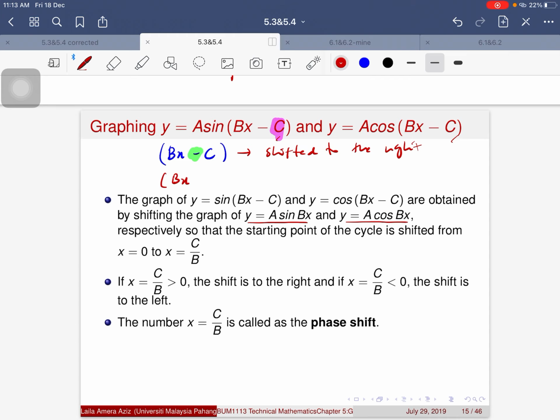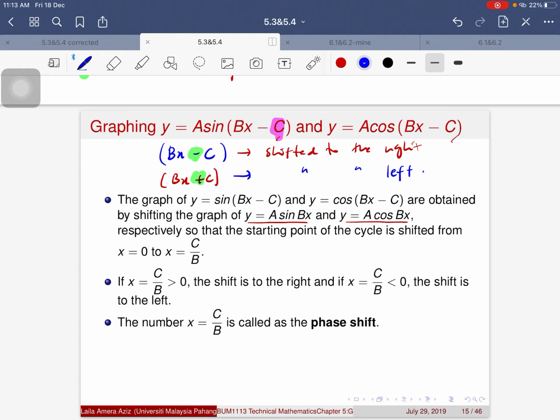And when the graph is in the form of bx plus c, the graph is going to be shifted to the left. So minus is to the right, and plus is to the left.